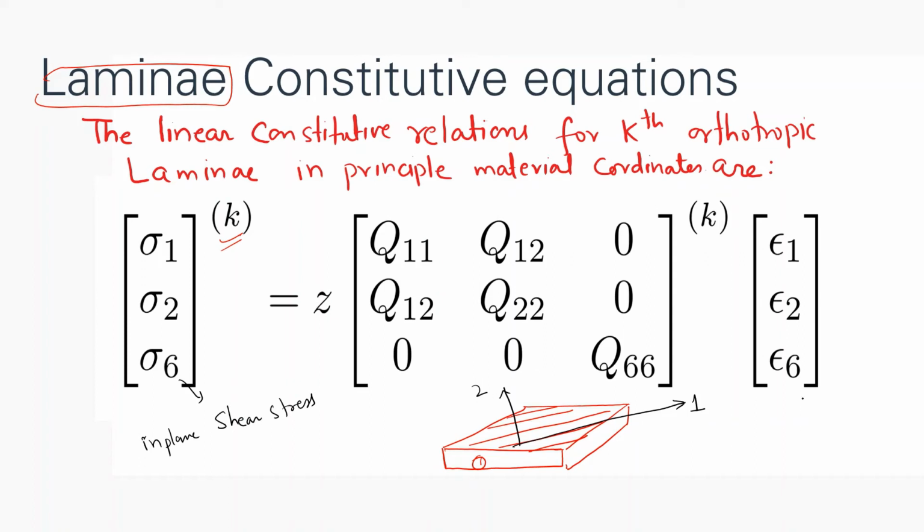Similarly, epsilon 6 would be the in-plane shear strain, and epsilon 1 would be the strain in the fiber direction, and similarly the strain in this direction, epsilon 2, would be perpendicular to the fiber direction.